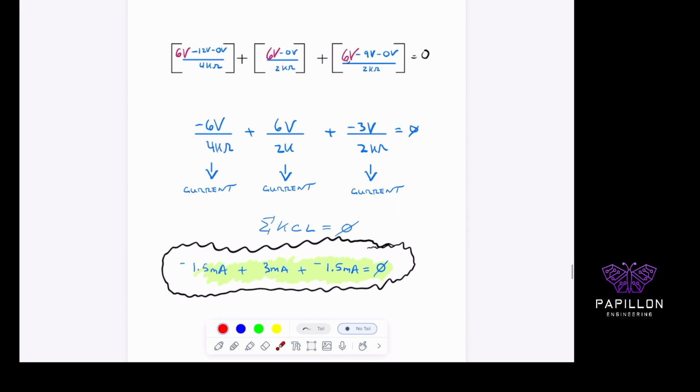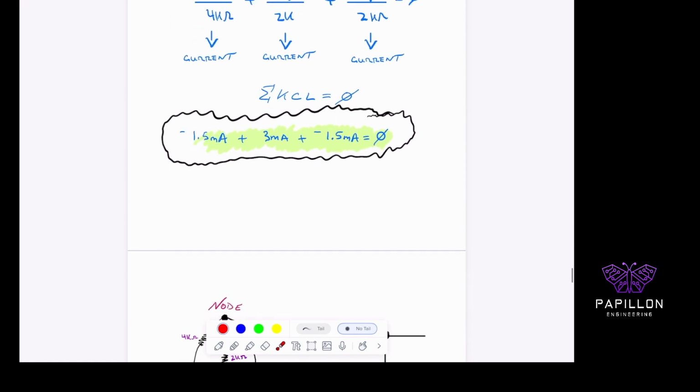So what's really cool is now I know that I have minus 1.5 milliamps, positive 3 milliamps, and minus 1.5 milliamps, all equal to 0. Why? The entire system is conserved, so all the currents entering or leaving those nodes must net 0. It's fundamentally, extremely critical that you get a sense for that. I'll make another video about nodal analysis so you get even more of a hang of it, but this is a nice introduction to it.